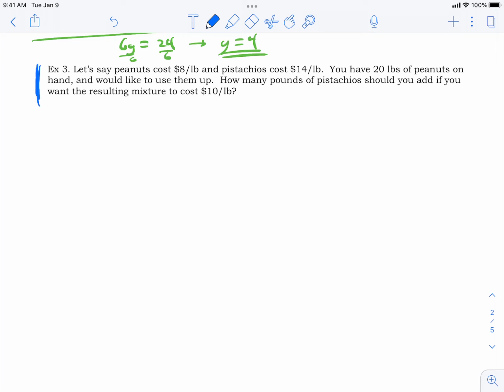I know how to start. I start by making a table. What I got here? I got some peanuts. And what are they? They're $8 a pound. So I'm just going to write that down there.